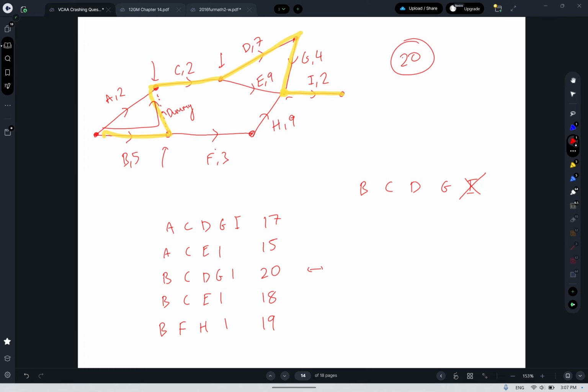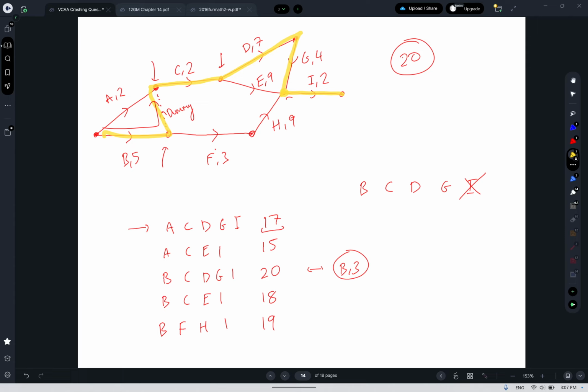The next longest route, not involving a B, is the ACDGI route with a 17. So I could reduce B by 3, bringing the 20 down to 17. And that would bring all of the bottom routes down so they would all be 17 or lower, and then 17 will be the next best thing.